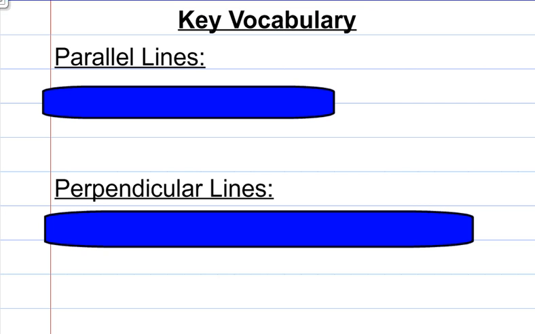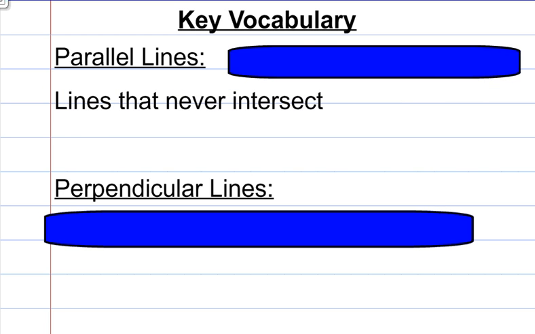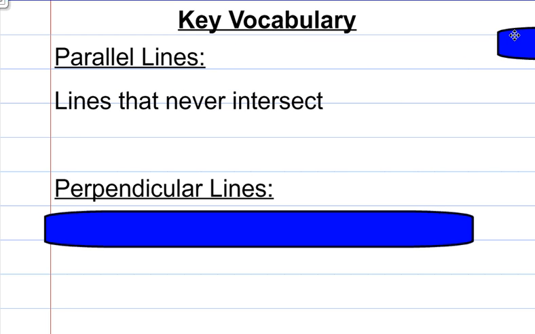So let's start with a couple of vocab words. What are parallel and perpendicular lines? Now these are words that chances are you've seen before. You know what they are, at least have an idea. But just as a reminder, parallel lines are lines that never intersect. They're on one plane, like a two-dimensional shape, and they'll never intersect. They'll just go on forever without ever crossing.